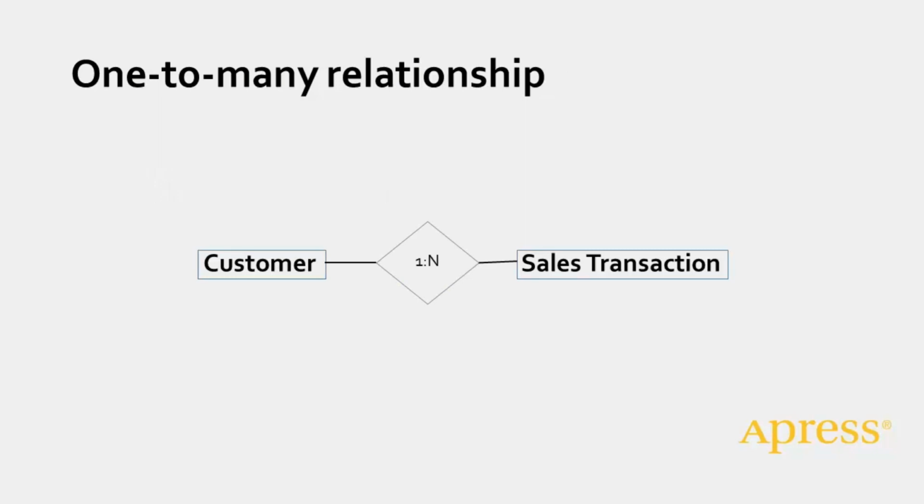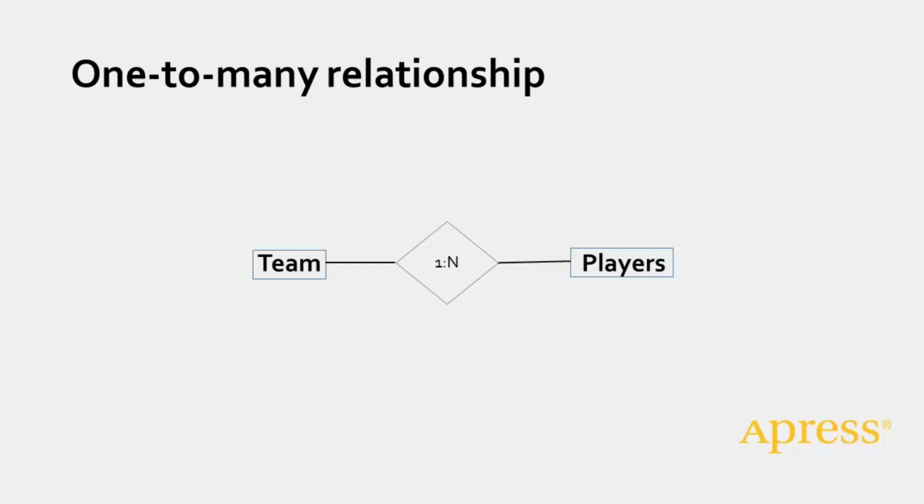The ER model of a business might have a customer entity and a sales transaction entity. There would be a one-to-many relationship between customer and sales transaction, because a customer might engage in multiple sales transactions, but each sales transaction involves one and only one customer. Another example would be that of a high school football team. The team will have multiple players, but each player will be a member of one and only one high school football team. I'm sure you can think of many examples of this kind of relationship.